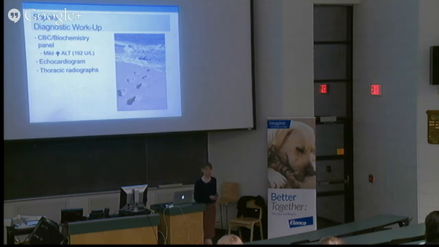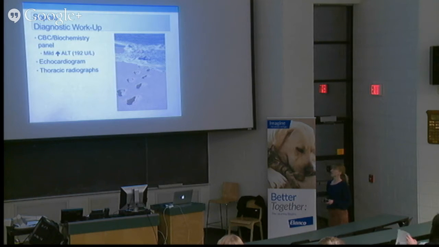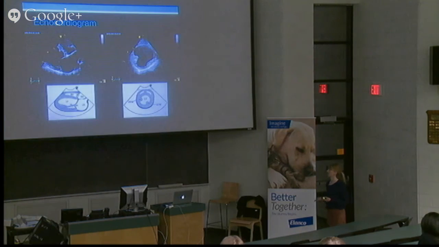So we did do a CBC and chemistry, and it was actually reasonably unremarkable. Her CBC was totally normal, and the only thing on her chemistry was a mild increase in her ALT. Her urea and creatinine were well within normal limits. She had had an echocardiogram previously, but we were also just curious what might have declined here, and how is that going to help us? And then, of course, we also did thoracic radiographs.